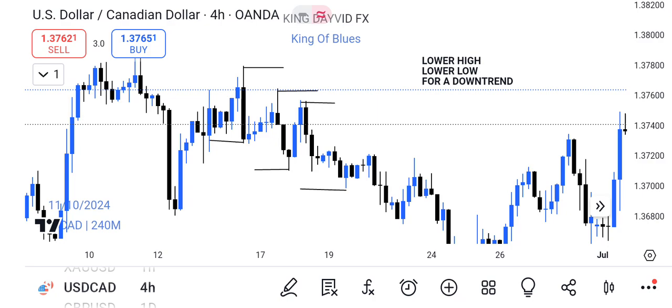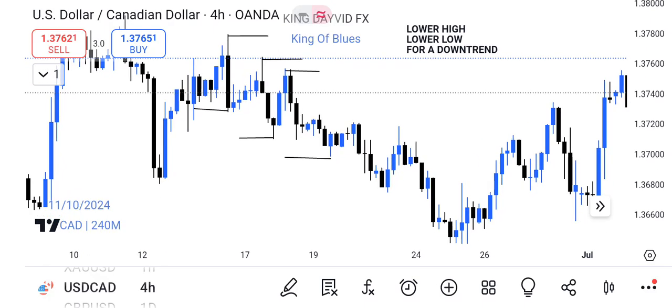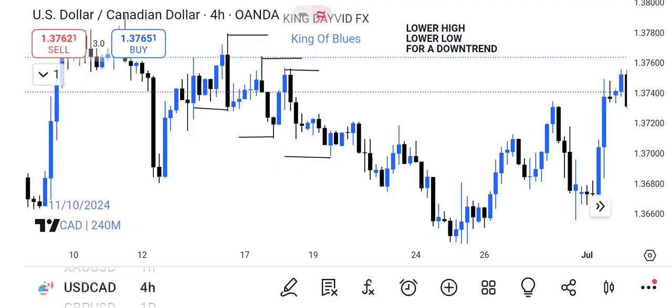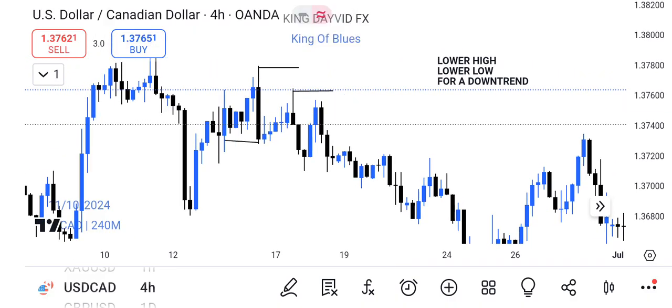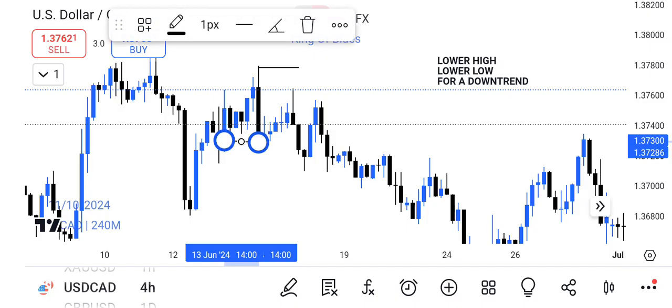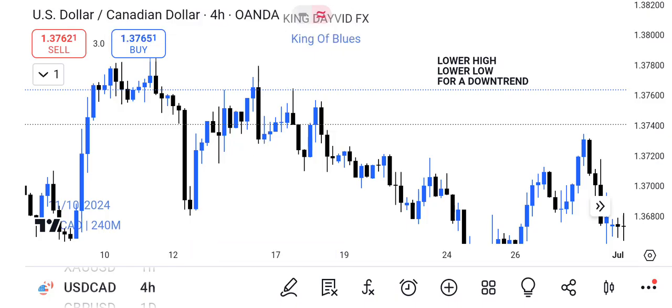Now, the combination of lower highs and lower lows is what gives us a downtrend. Do not forget that. I can continue showing you. As you can see, the way I'm marking it out, there's another high here, another low, another high, another low, like that. Those are signs we look out for to identify a downtrend. Are we having lower highs and lower lows, or higher highs and higher lows? As long as we are having lower highs and lower lows, we are in a downtrend.